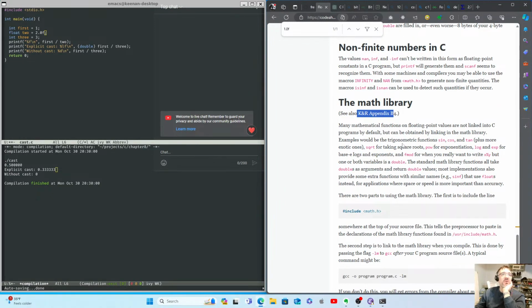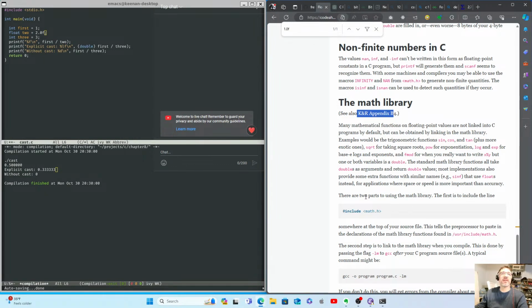Many mathematical functions on floating point values are not linked into C programs by default, but can be obtained by linking in the math library. Examples would be the trigonometric functions sine, cosine, and tangent, plus more exotic ones: square root for taking square roots, pow for exponentiation, log and exp for base e logs and exponents, and fmod for when you really want to write x remainder y, but one or both variables is a double.